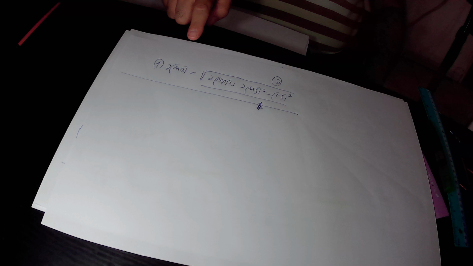That's it. So here we'll square both sides of this equation 1. So 2MQ squared is 2 squared, that is 4, times MQ squared. So in total, 2MQ squared is 4MQ squared.